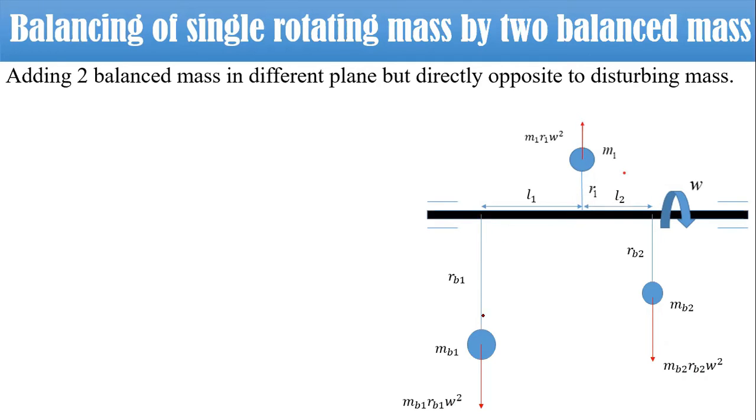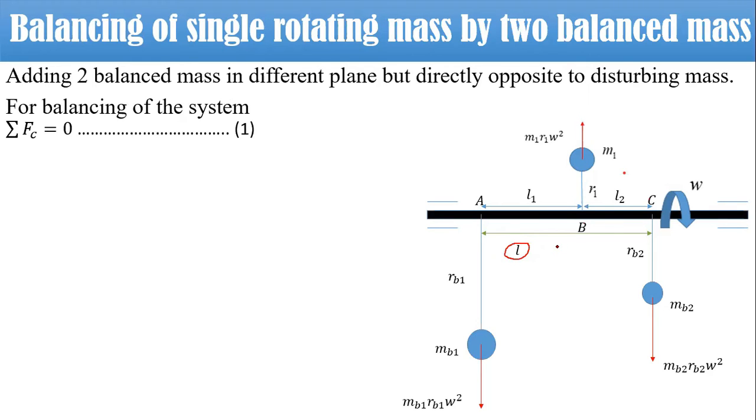The plane of the first balance mass is considered to be A, this is B, and this is C. Now the distance between A and C, that means the distance between the two balance masses, is considered to be L. So the system will be in balance when it satisfies the two basic conditions. The first condition is that the net summation of the force is equal to 0, considered as equation number 1.